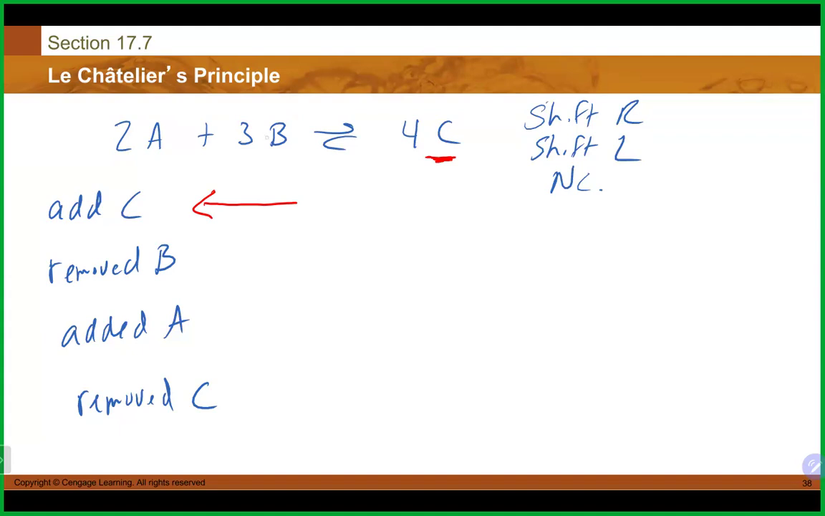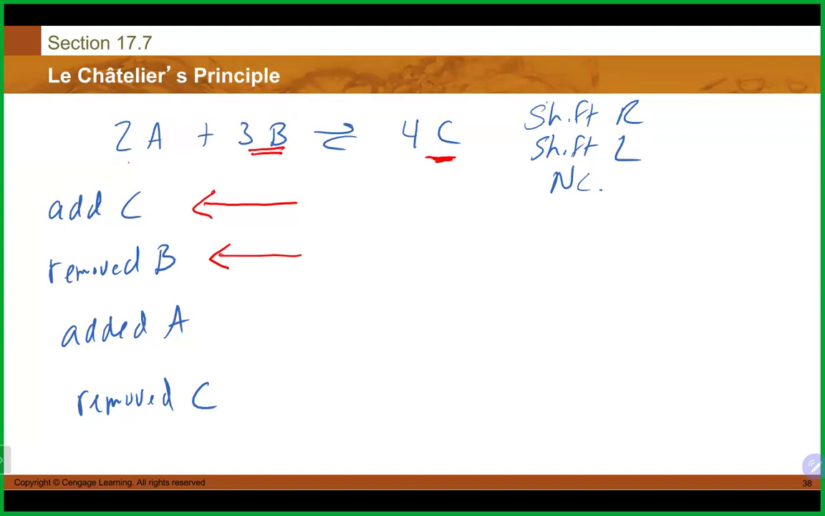We're going to remove B. So when we remove, it actually goes towards the side we removed it from. So it will actually go to the left as well. What's really happening in this situation is when we remove B, we now have more products than reactants. So again, it's going to cause the reverse reaction basically to occur, and it's going to head in that direction.